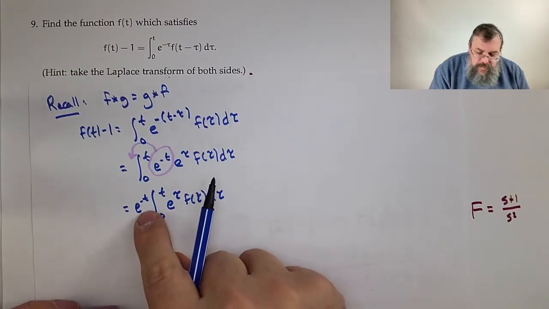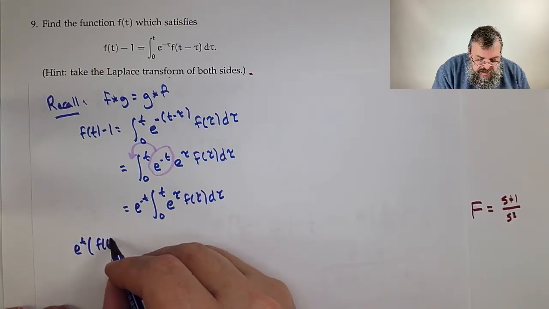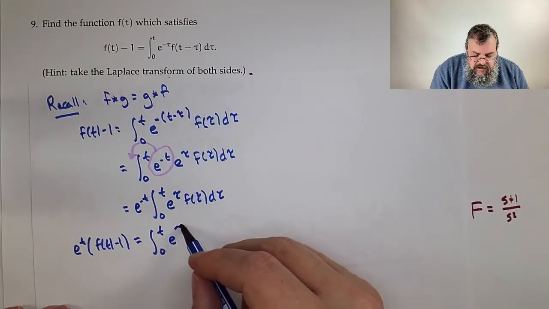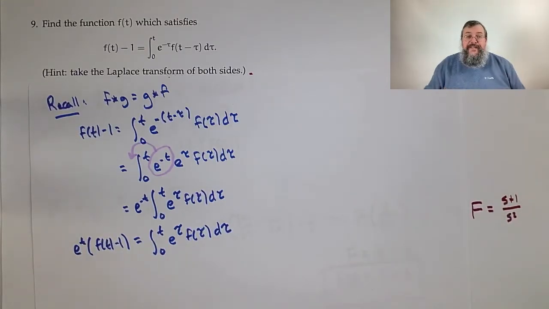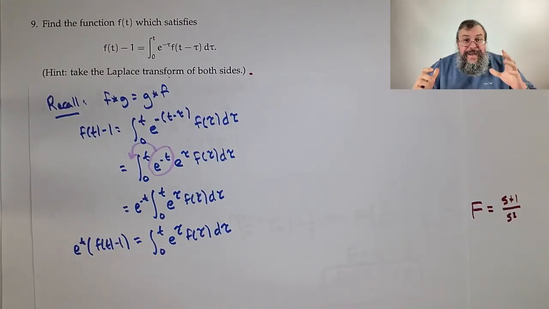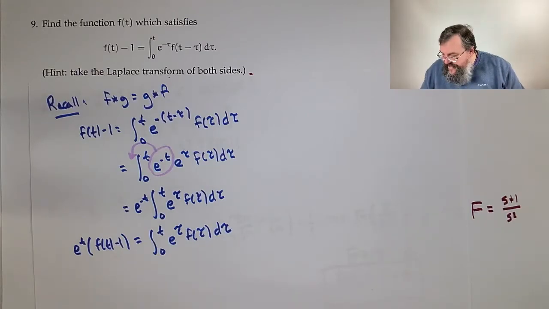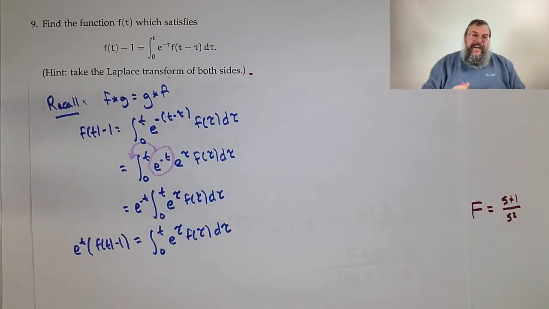Which means multiply both sides by e to the t. So that we have e to the t times f of t minus 1 is equal to the integral 0 to t of e to the tau, f of tau, d tau. Multiply both sides by e to the t. And now, what can we do? Can you see it? It's something a little fun. It's the fundamental theorem of calculus. Yes! Here we go. We're playing the big card, the fundamental theorem of calculus card.